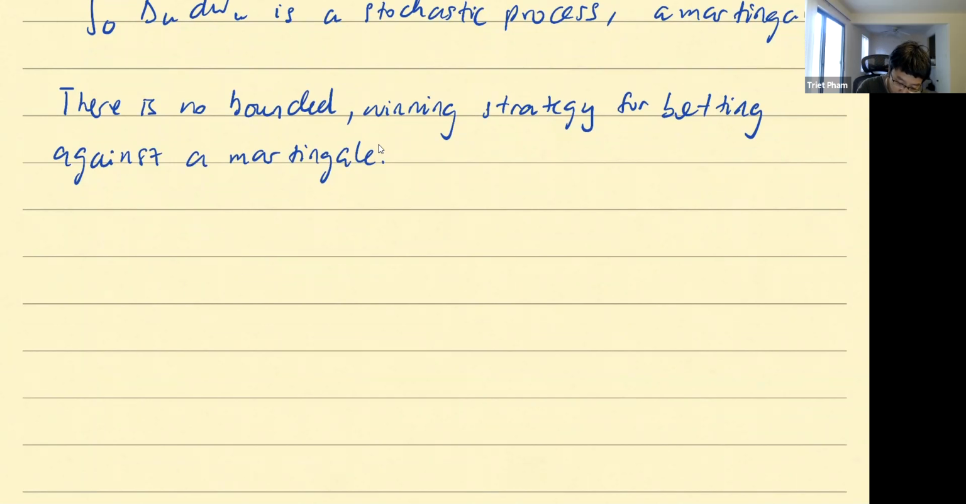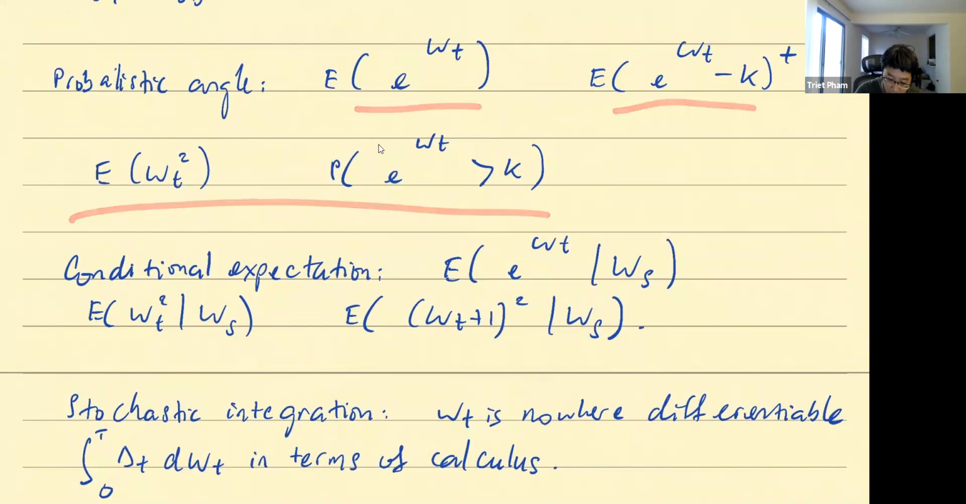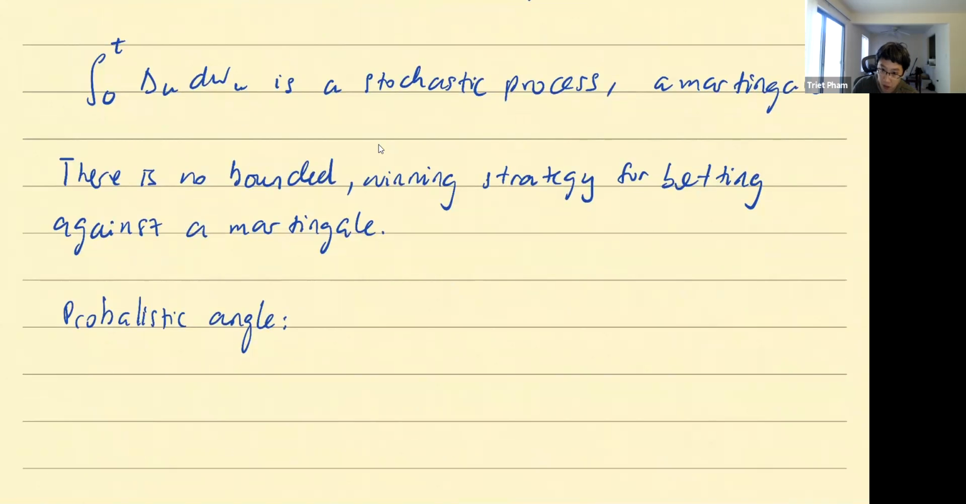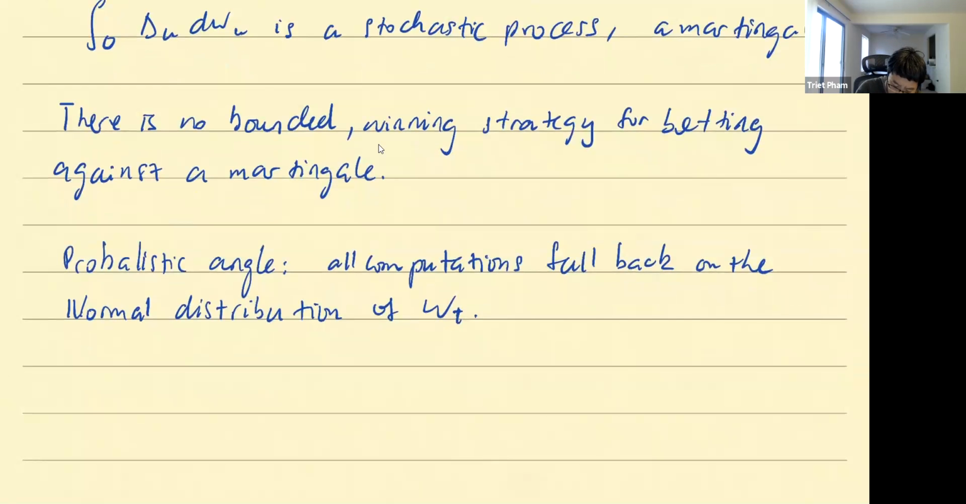So let's revisit the probabilistic angle a little bit. First, namely these kinds of computations. You were already asked something like this on the homework to be turned in today. But again, it's worth mentioning that all computations fall back on the normal distribution of W_T. So for example, I think I give you something like this.